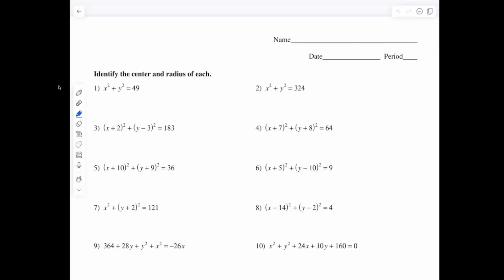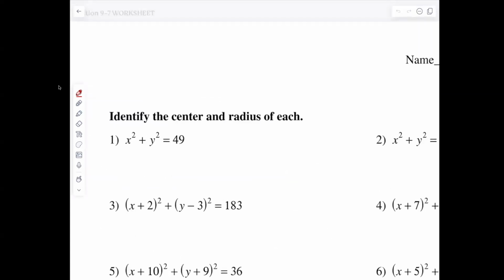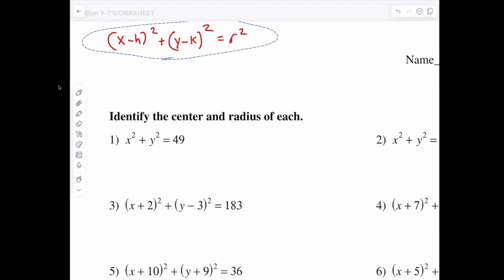Okay, here we go for the circle. For the circle, again, there is a simple formula, and I'll need you to write this. It is x minus h squared plus y minus k squared equals r squared. That is our equation of a circle.